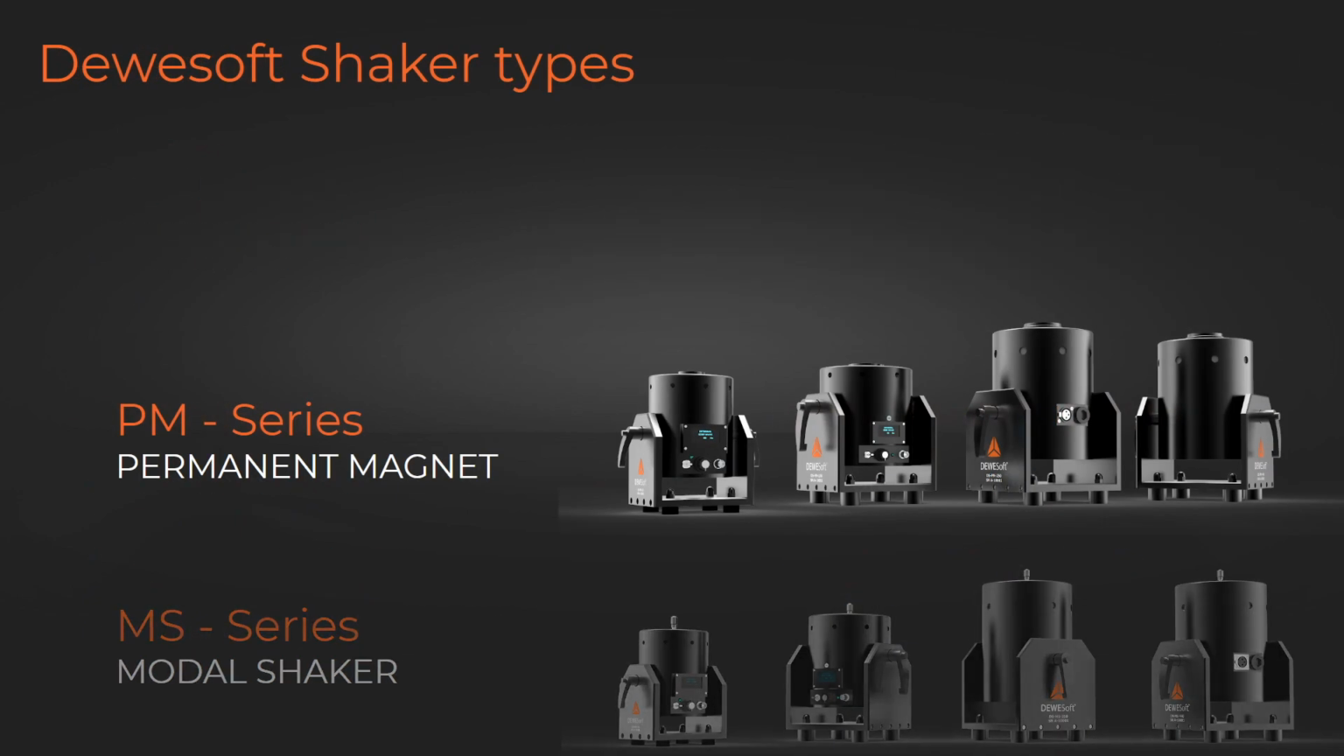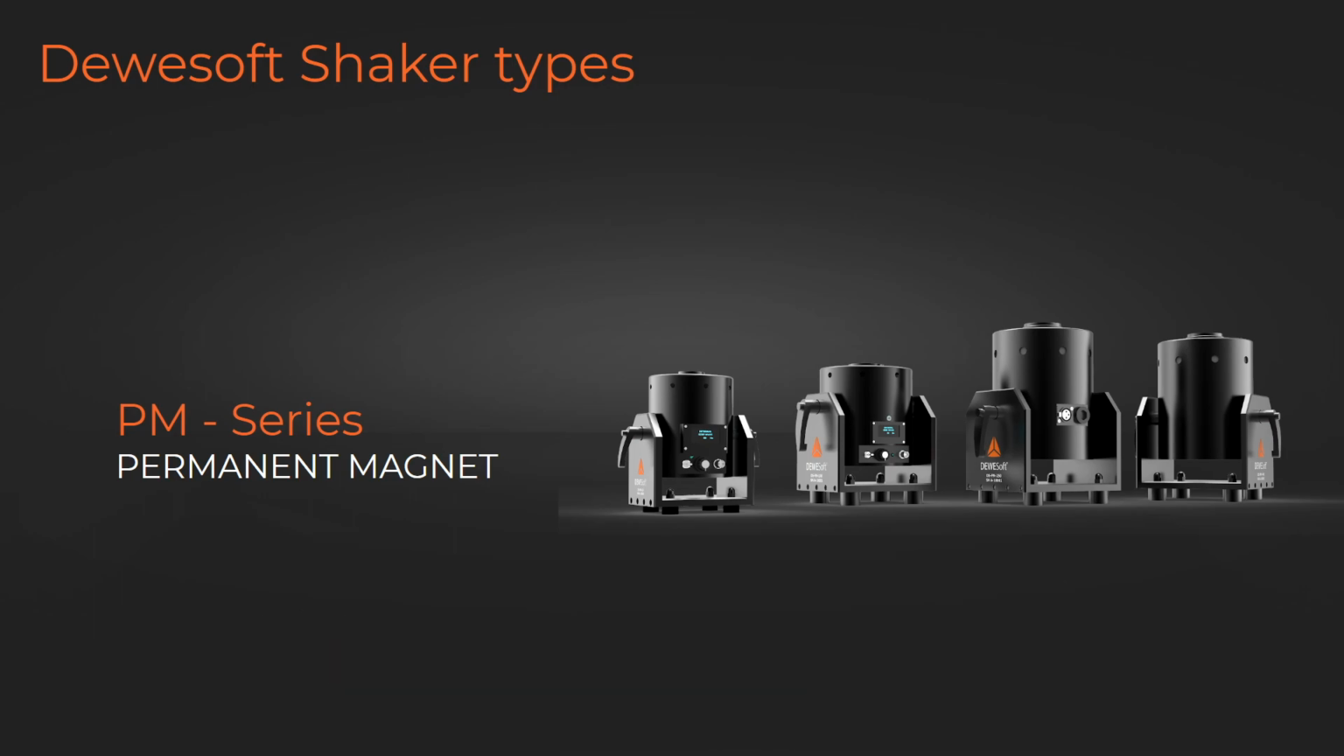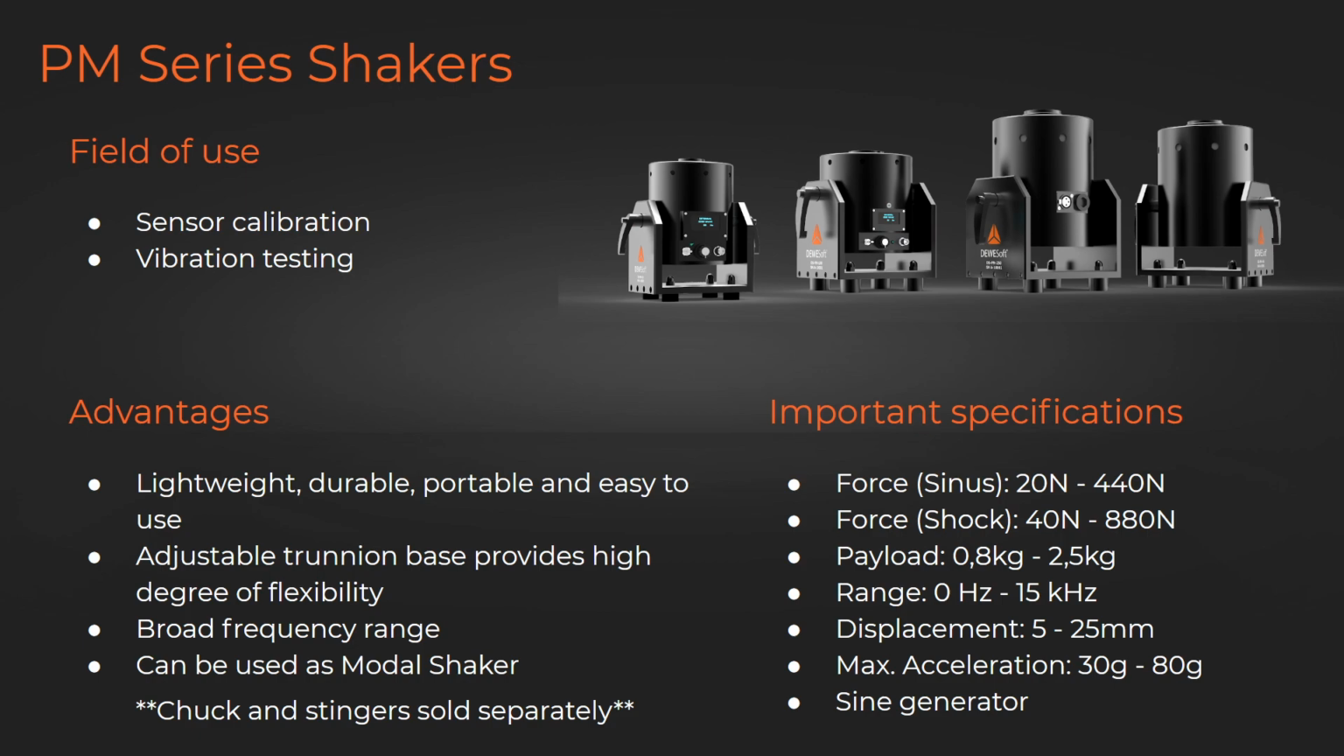Next on the list are the permanent magnet shakers. The PM shakers are used in sensor calibration and vibration testing. Their advantages are lightweight, durability, they are portable and easy to use, they have an adjustable trunnion base that provides high degree of flexibility, they have a broad frequency range, they can be used as modal shakers, but the chuck and the stingers are sold separately.